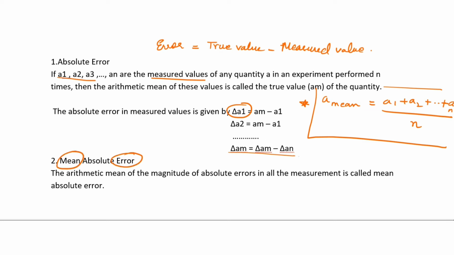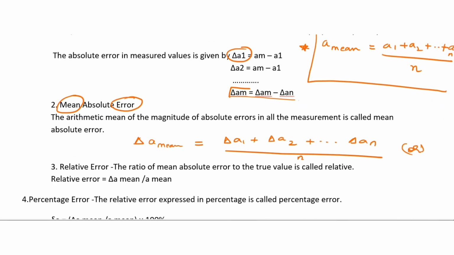Okay, so del A mean is nothing but the mean of all the errors we found. That is del A1 plus del A2 and so on till del An, divided by n. Or if you find this a little long, you can directly substitute and find.